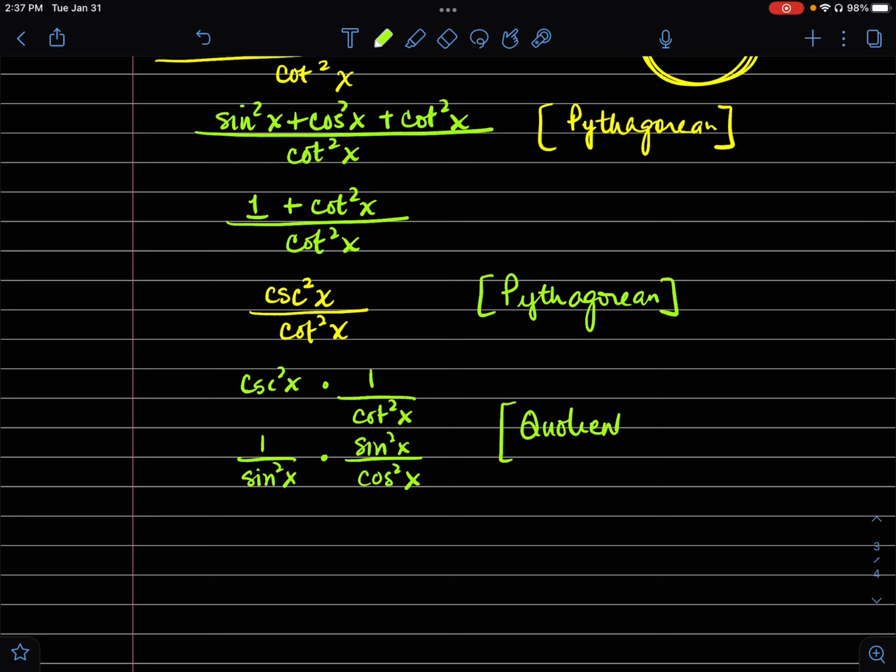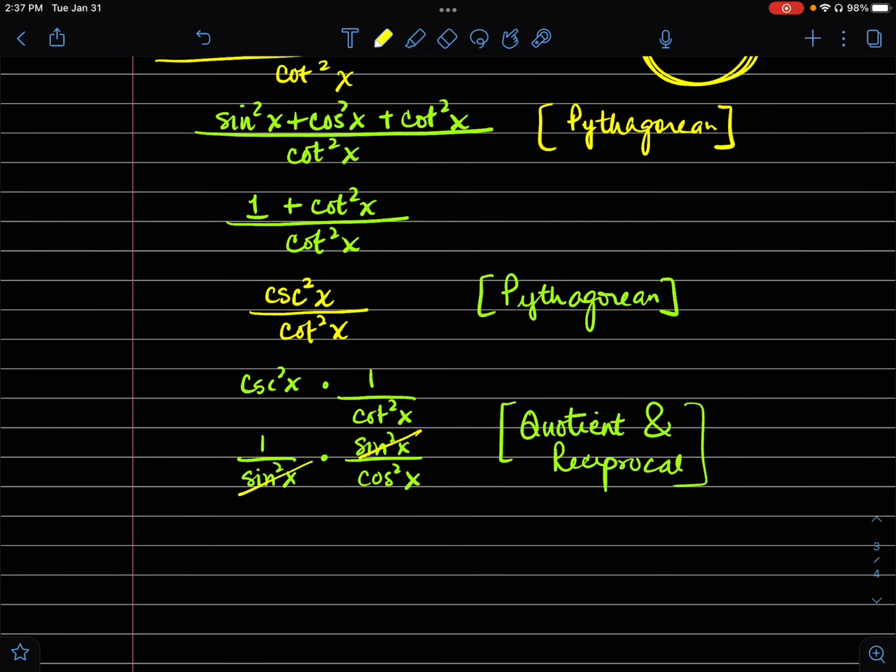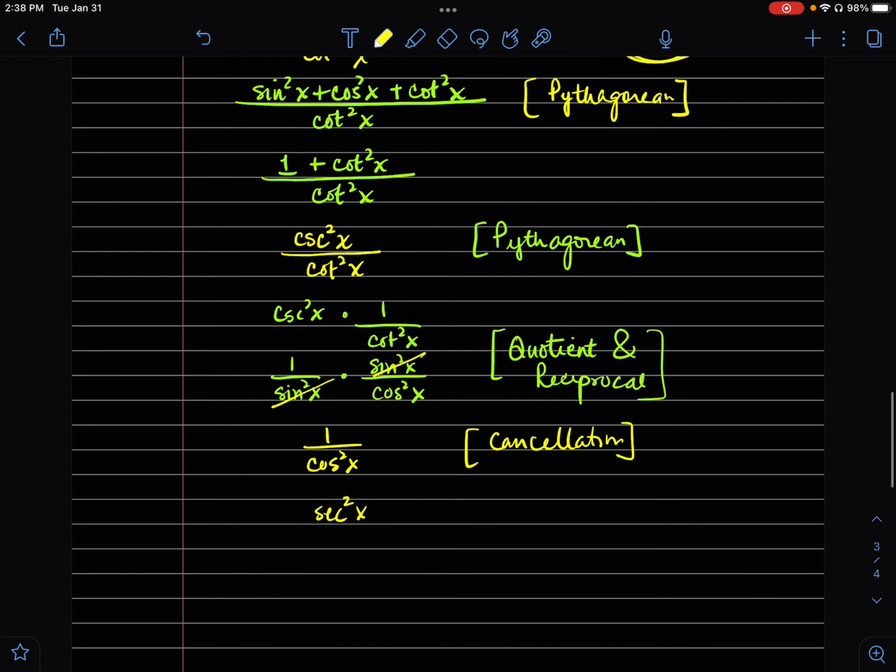Quotient and reciprocal, I use both. And you should be able to see the signs are going to cancel out. Cancel, cancel. I run into 1 over cosine squared x, which is simply secant squared x. Over here, cancellation. And we have proved it.